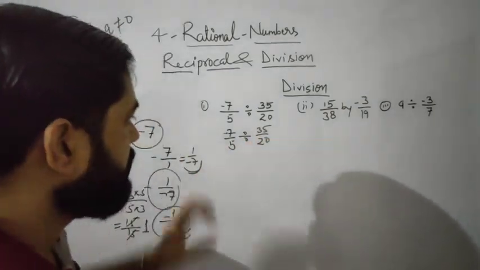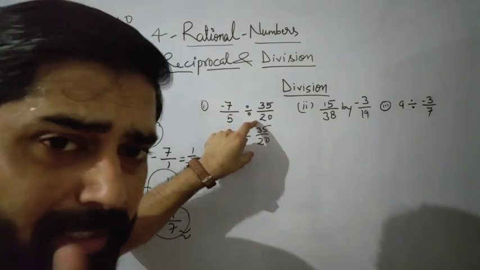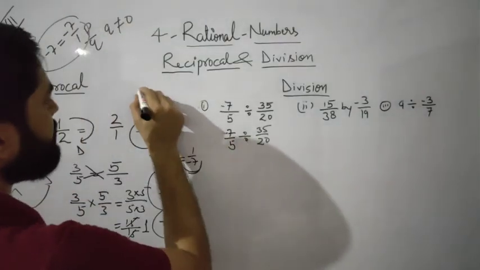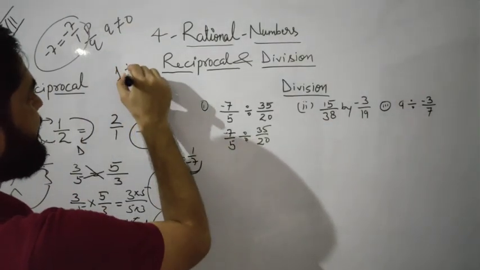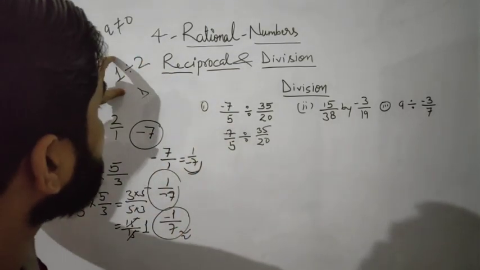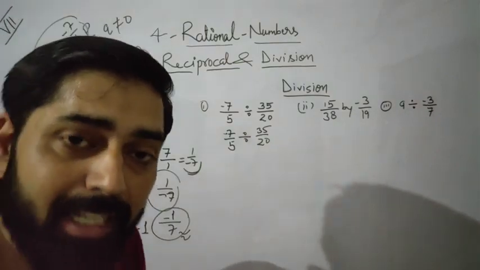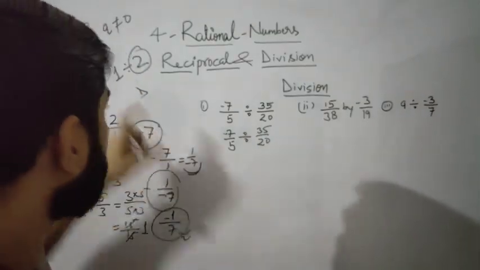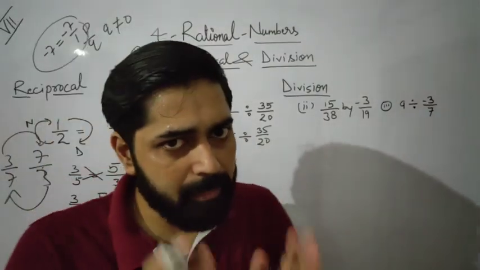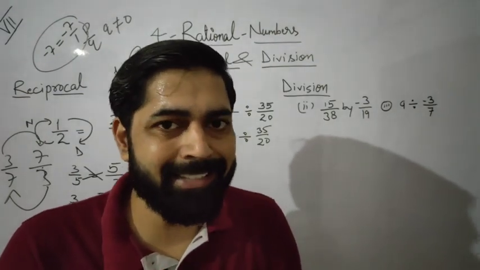35 upon 20. So in the division, listen one thing. In a division, if the division is here, first and second fraction. In the division, we always write the first fraction same, second fraction reciprocal, not fraction. First fraction will be same, write in the next step.